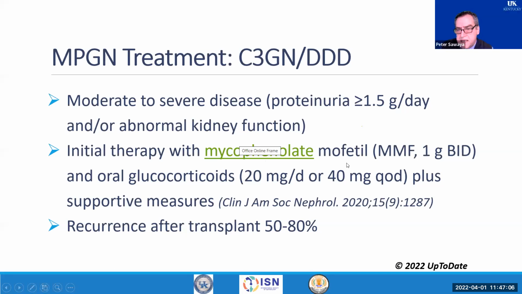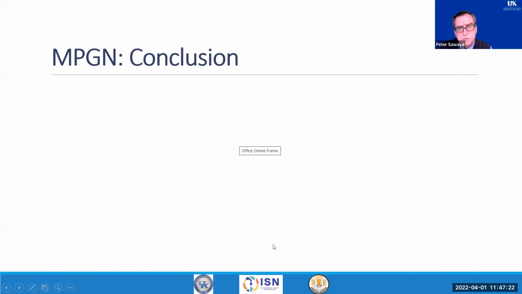The only thing that I saw was that mycophenolate and prednisone helped. It was a retrospective study. Indeed, 97 patients showed some improvement with this regimen for this particular disease. And it recurs quite a bit in transplant.